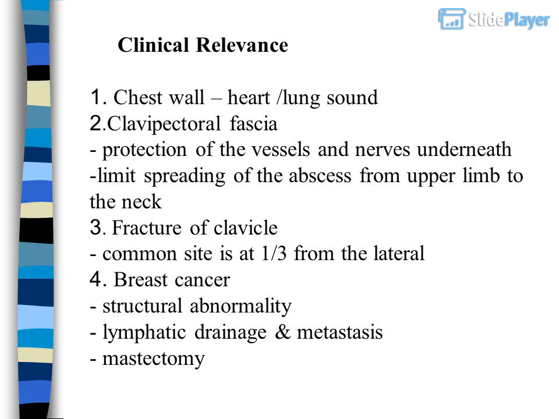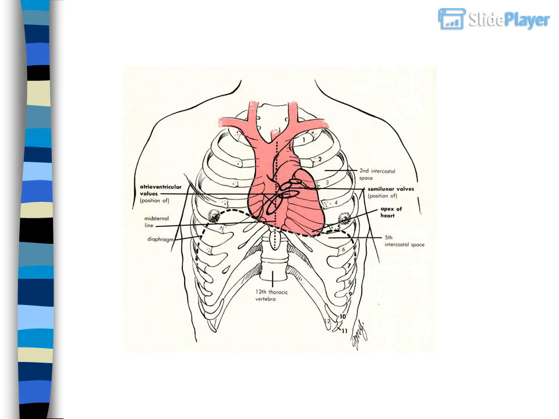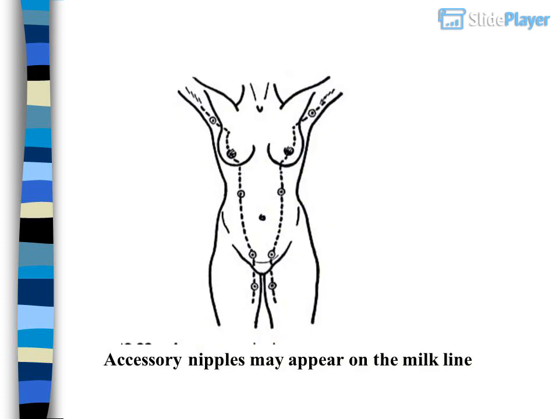Clinical relevance. 1. Chest wall, heart and lung sounds. 2. Clavipectoral fascia: protection of the vessels and nerves underneath; limits spreading of abscess from the upper limb to the neck. 3. Fracture of clavicle: common site is at 1/3 from the lateral. 4. Breast cancer: structural abnormality, lymphatic drainage and metastasis, mastectomy. Accessory nipples may appear on the milk line.